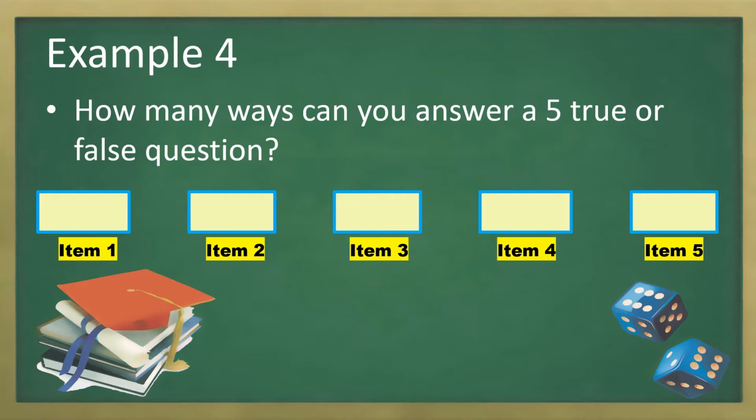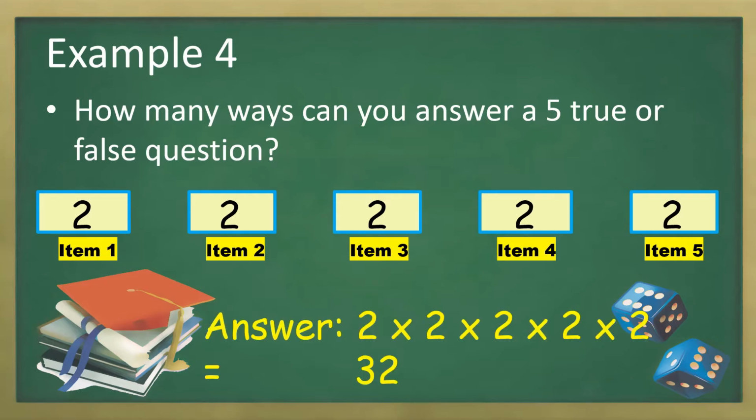Since this is true or false, for item number 1, you're going to choose between 2 choices, which is true or false. Same thing with item number 2, item number 3, item number 4, and item number 5. So all we have to do now is to multiply the set of numbers, which will give us 2 times 2 times 2 times 2 times 2, which is 32. So there are 32 ways to answer a 5 true or false question.